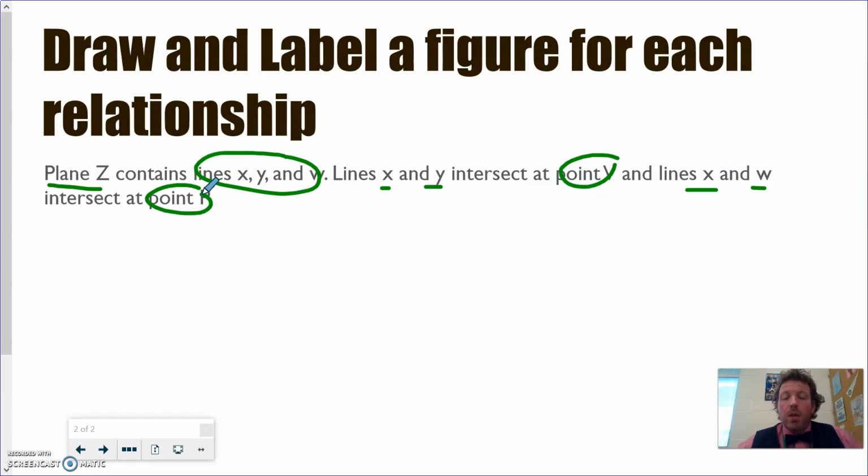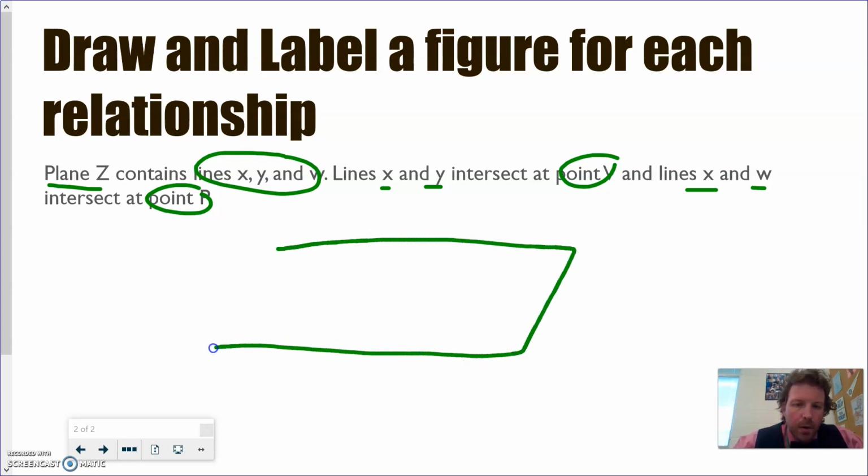All right, so we know that we're starting with a plane, and that plane's name is Z. Usually when you draw planes, you just draw a makeshift parallelogram. We're labeling it Z, so we're going to put that in the bottom right-hand corner, but really, any corner you want, you can. So we're just going to call that plane Z. Now we know we need lines X, Y, and W, but there are certain conditions that these have to meet. You have to be able to intersect a couple of them. So we've got to cross them.